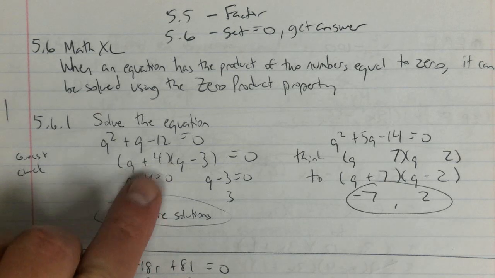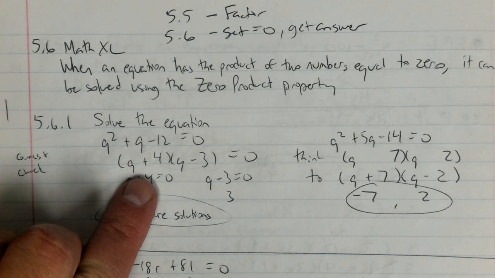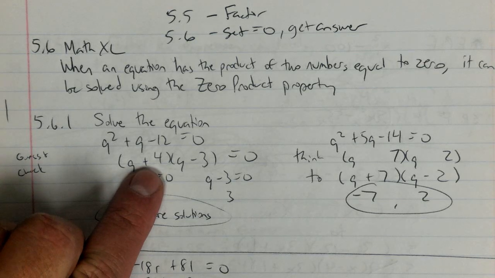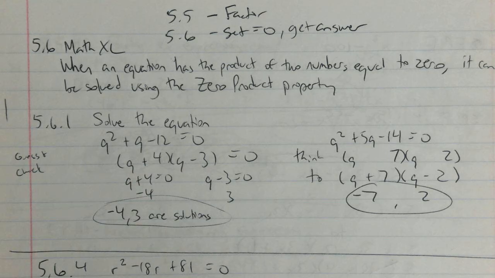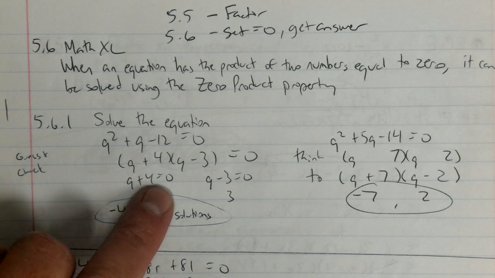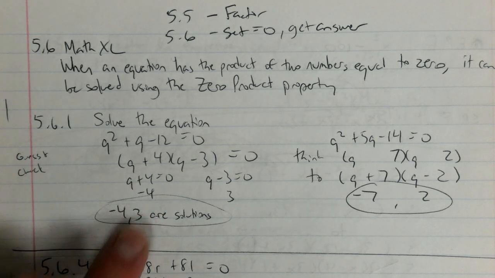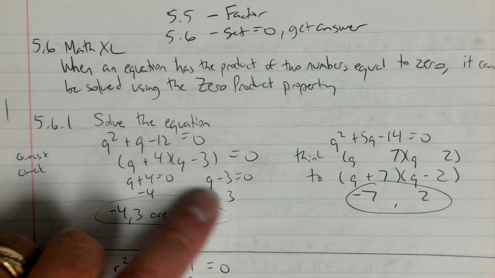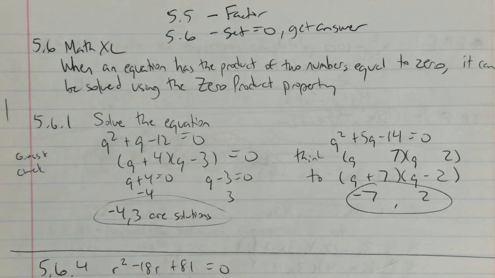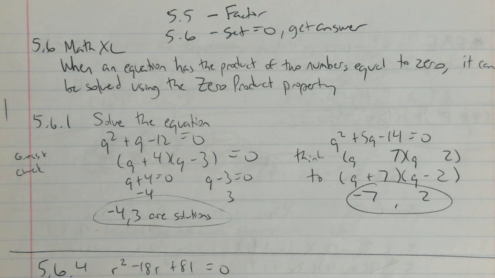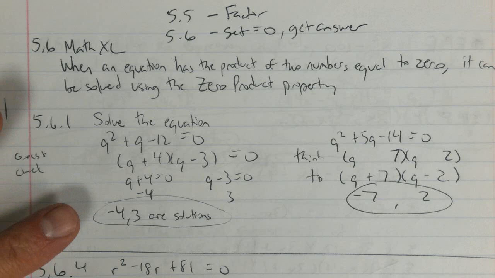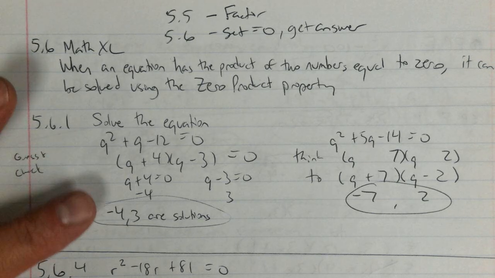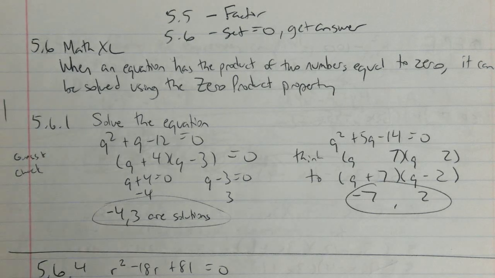And then the difference in this lesson and the previous is you set each of those terms equal to 0. So q plus 4 equals 0, which means it's negative 4. q minus 3 equals 0, which means it's 3. And so negative 4 and 3 are the solutions. So that's by factoring, set it equal to 0, and using your zero product property.